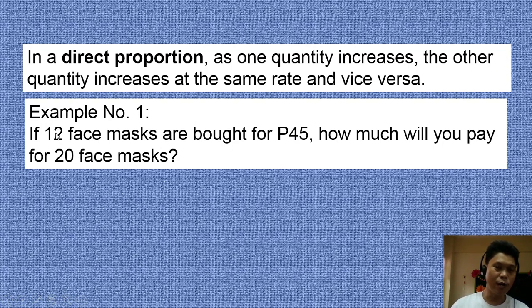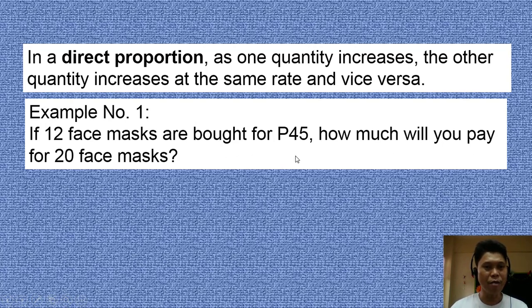So in the first quantity, we have the 12 face mask, and the other quantity is the amount that you are going to pay for this 12 face mask. So ngayon, ang 12 face mask ay naging 20 face mask. Ibig sabihin, merong increase in the quantity. Kapag nag-increase ang face mask or ang quantity na face mask, kailangan natin i-analyze kung ano pang nangyayari dito sa pangalawang quantity. Tataas ba or bababa? So in this case, 12 naging 20. So anong aasahan natin?